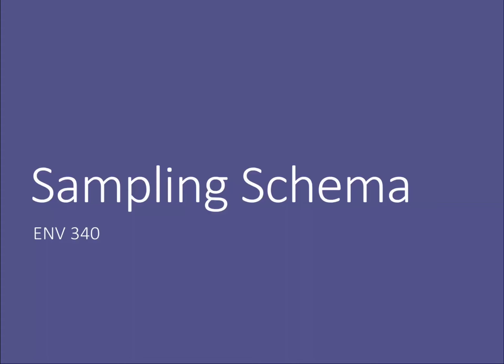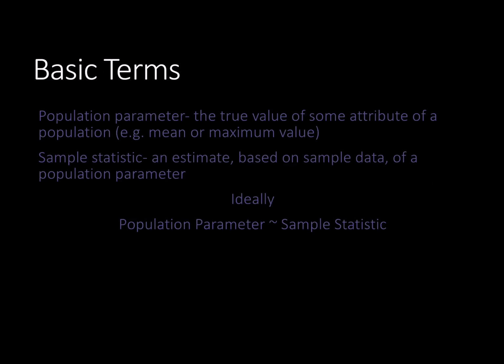In this video, we're going to talk about some different ways to sample and why it's important to sample properly. First, there are some basic terms we need to cover. The first is population parameters. So this is some true value of a population.